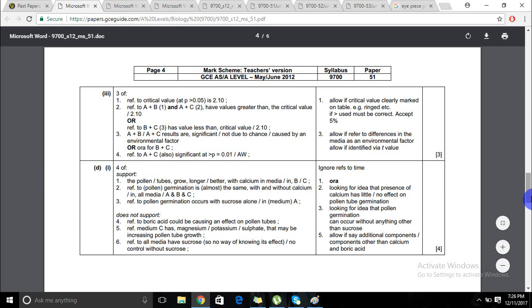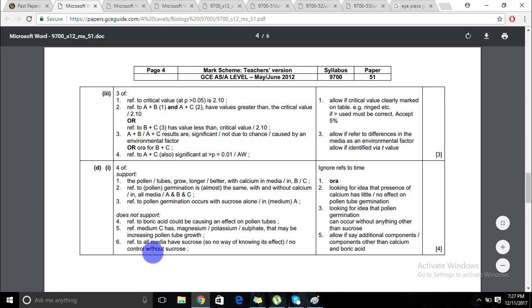Reference to medium C having magnesium and potassium sulfate that may be increasing the pollen tube growth. Yep. Reference to all media having sucrose, so no control without sucrose. Yep. So if you had written what we were discussing, you'd likely have scored all 4 marks.